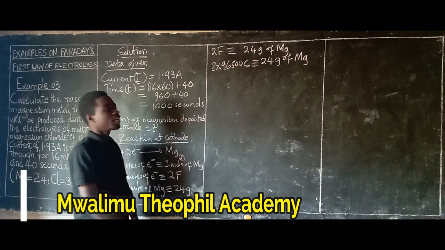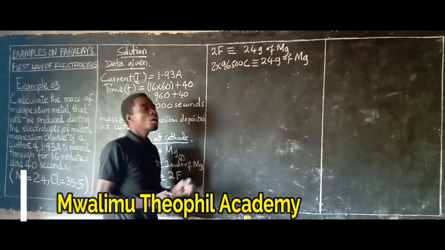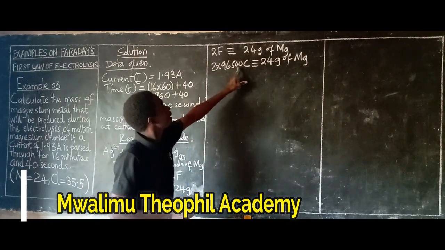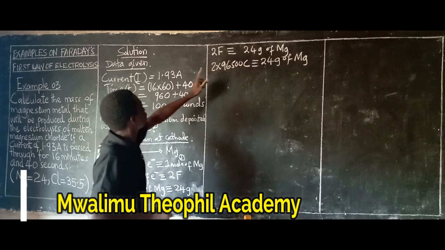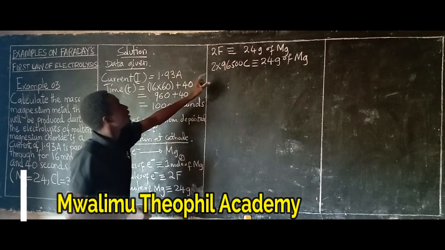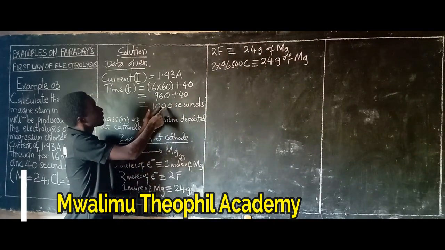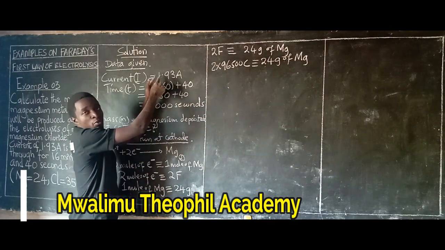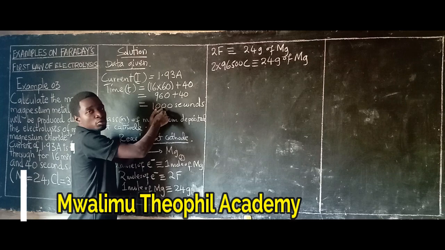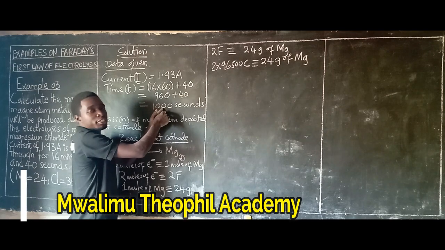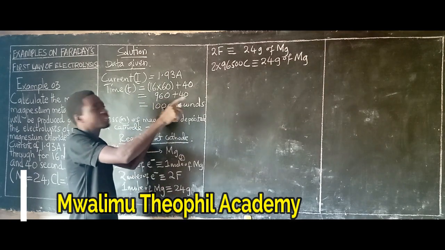After that, now we are in the position of being able to compare this equation with the given data. Now, on the left-hand side, you have coulombs, and as we are given time and current, we can change this into coulombs, to charge. As you know, charge is equal to current times time.